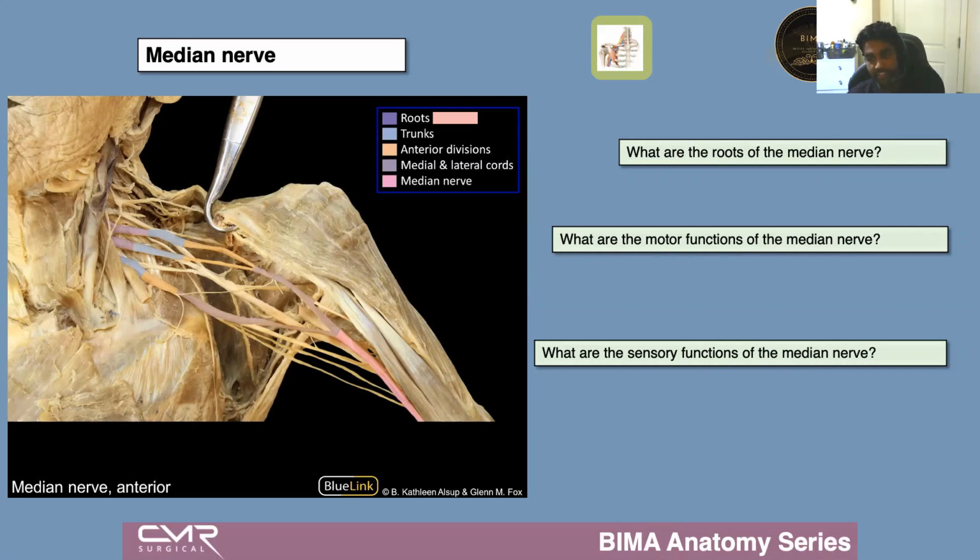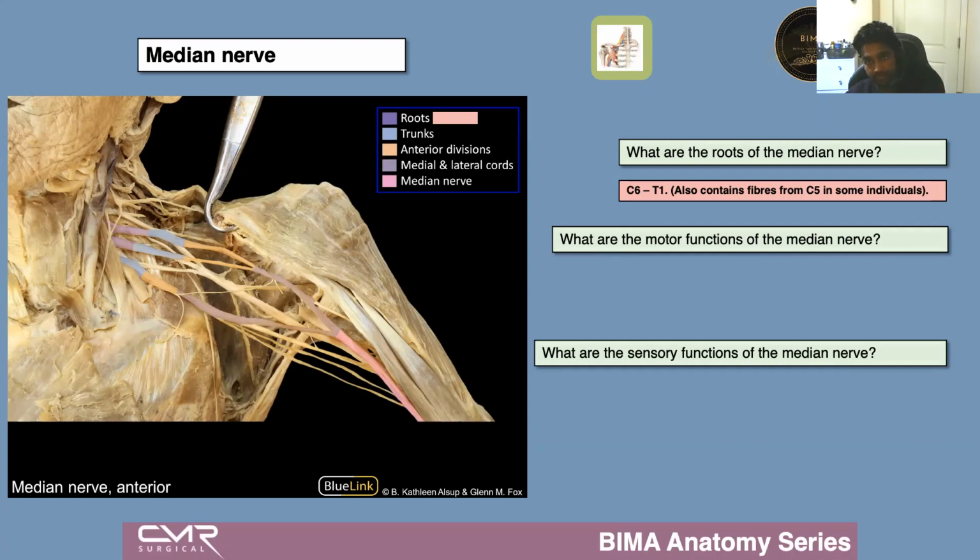So there's a variety of answers, so I'm going to go through it. The median nerve is a weird one. All of you who said all of them, you're not wrong. And to be honest with you, in an exam, if you said all of them, you'd still get the mark.